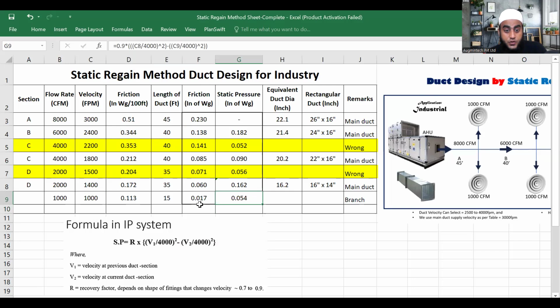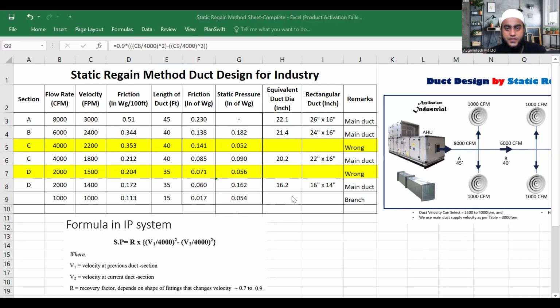So 0.017 friction loss and 0.0 static pressure. Here, is the condition satisfying or not, if you are taking 1000 FPM? Fast, give me a reply, all of you. Yes, we can select this velocity for the branch duct.